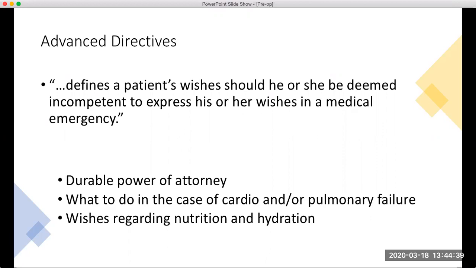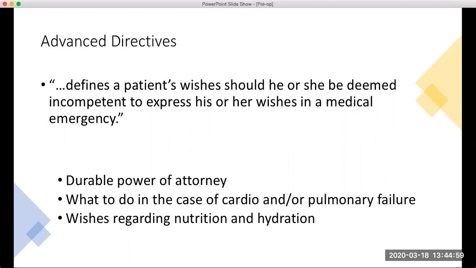Sometimes if a patient decides to be a DNR and they're going to have surgery, that DNR status may be lifted during the surgical procedure. So that might be a conversation that they need to have with the surgeon about how that works, if it's something they're concerned about.